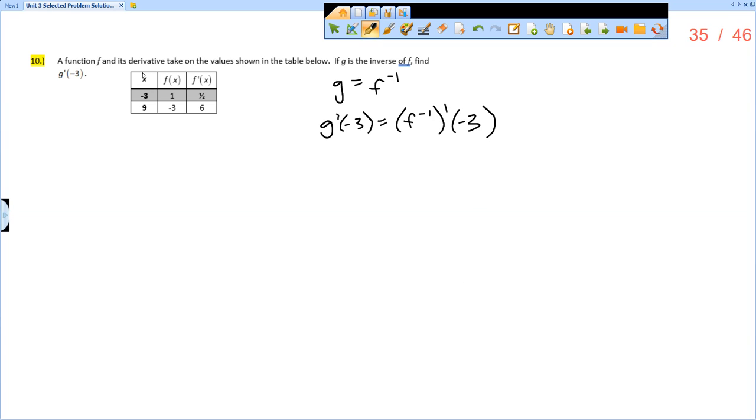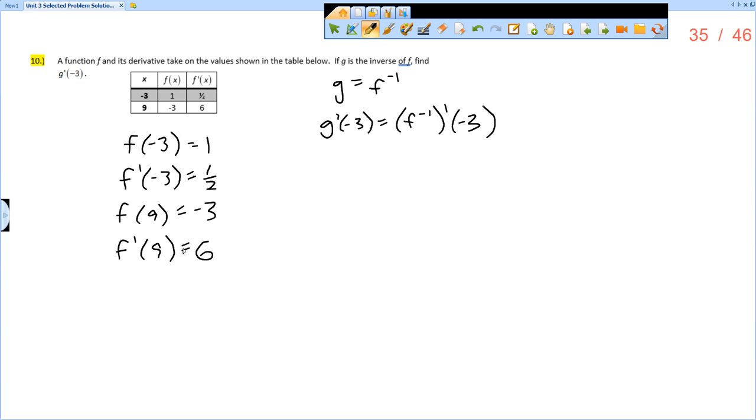But then we want to make sure that we understand this table. X is negative 3, f is 1, f prime is 1 half. So what does that mean? That means that f of negative 3 is 1. That means that f prime of negative 3 is 1 half, which also means that f of 9 is negative 3 and f prime of 9 is 6. So now it's very important that we understand. We might not need all of this information, but we need to understand what it means.